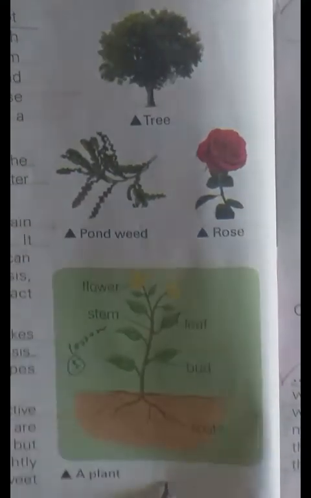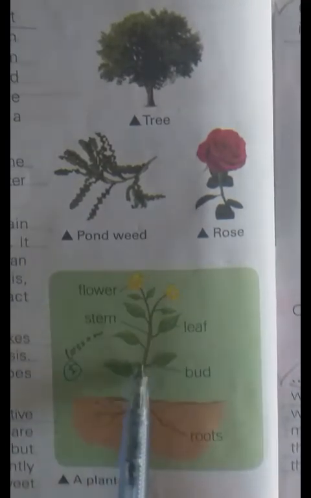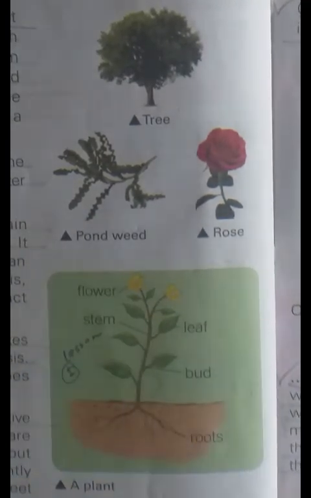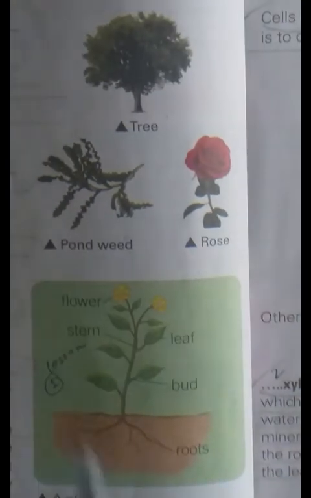This is a plant. This is a flower. This is a leaf. This is a stem. And this is a bud. And also these are the roots which are inside the soil. So these are the parts of the plants. So what are the functions of these parts?